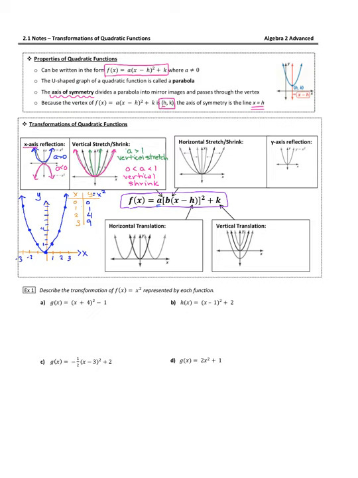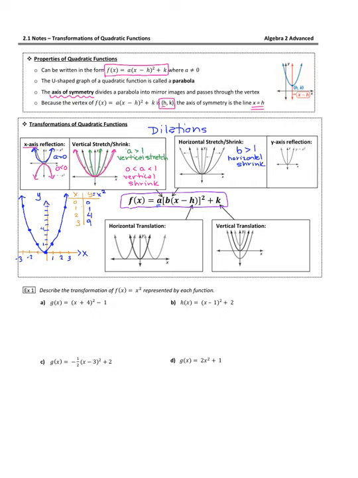Then we have our horizontal stretches and shrinks. So these are going to be your dilations. Now, horizontal are always going to act counterintuitive. They're always going to act the opposite of what you would think. So if what you see is a b value that is greater than 1, that's actually a horizontal shrink by a factor of 1 over b.